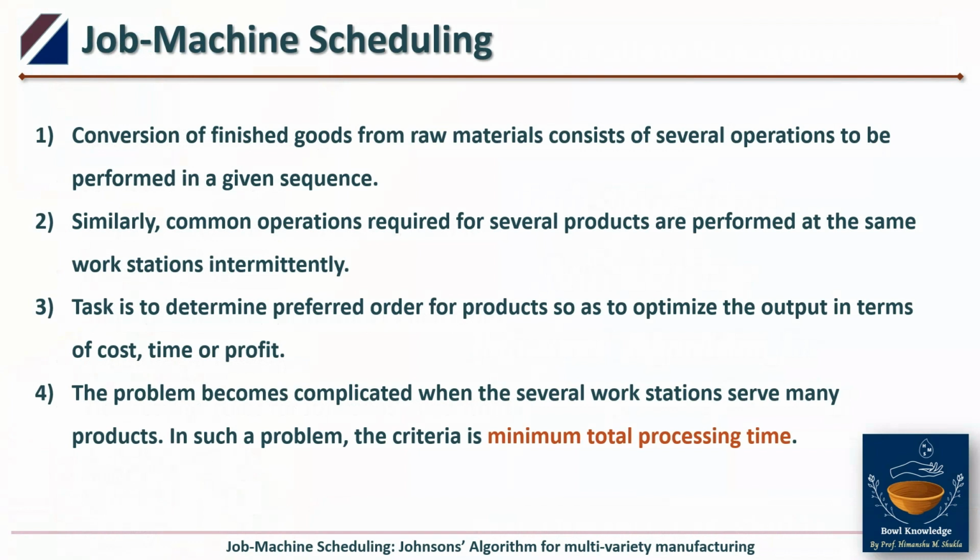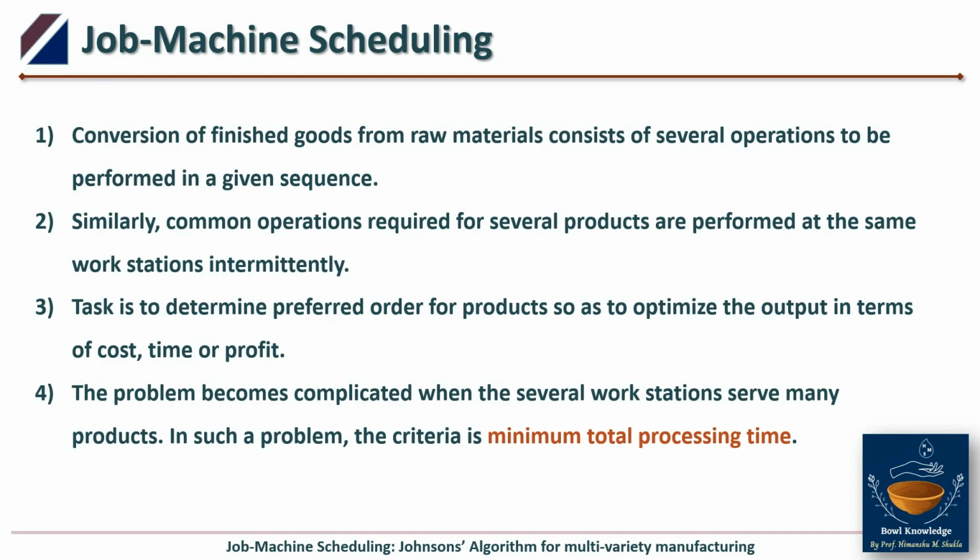So there is a definite sequence for the operations, and here the common operations required for several products are at the same workstations, and the task is to determine the preferred order of products so as to optimize the output in terms of cost, time or profit. What this means is that there are 3 varieties of product, let's say A, B and C. All the products A, B and C have their definite sequence of operations, and definitely there are some common operations. There is a common machine on which all the 3 products are to be processed.